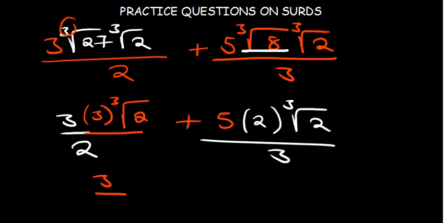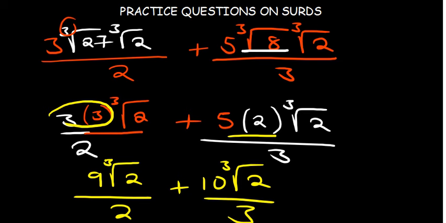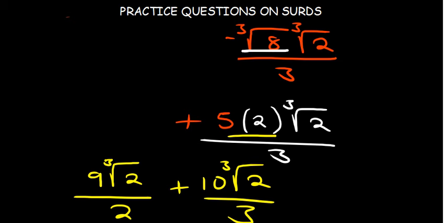Sorry, the numerator there, I can multiply my 3 and my 3. That is going to give me a 9. Then the third root of 2 over 2. Plus, then we have 5 by 2, giving us a 10. Then the third root of 2 over 3. So we've seen that we've now attained an equivalent surd on both sides.